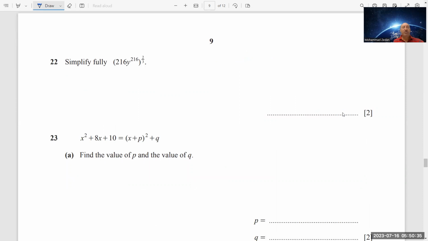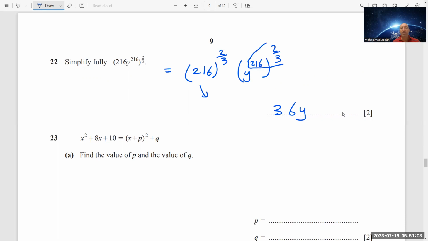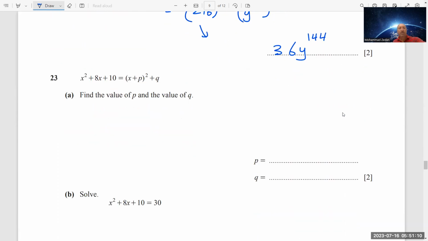Simplify 216y to the 216, all to the power 2/3. Now 216 raised to 2/3 alone, and y to the power 216 raised to the same power 2/3. You can solve this by calculator. You distribute the power over the product of the two amounts. 216 to the power 2/3 gives you 36. And for y power, you can just multiply 2/3 times 216, you will get 144. So the answer is 36y to the power 144.